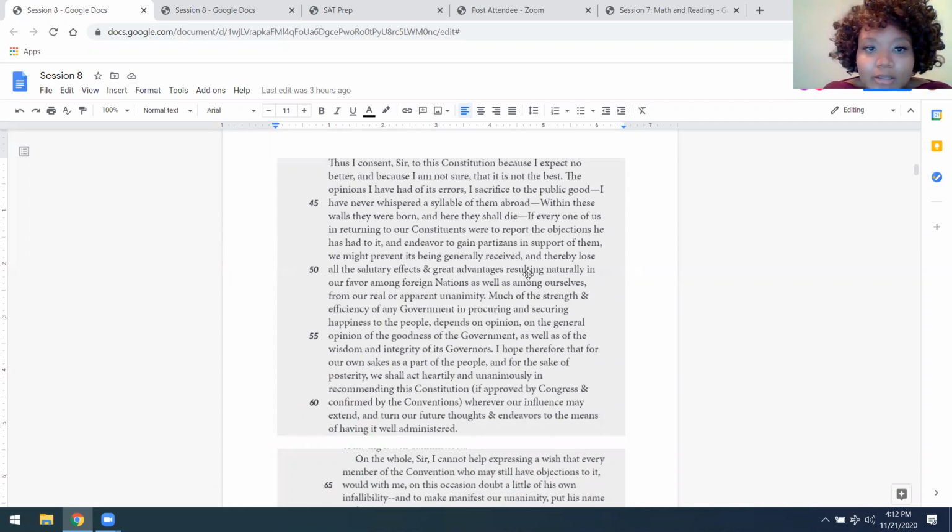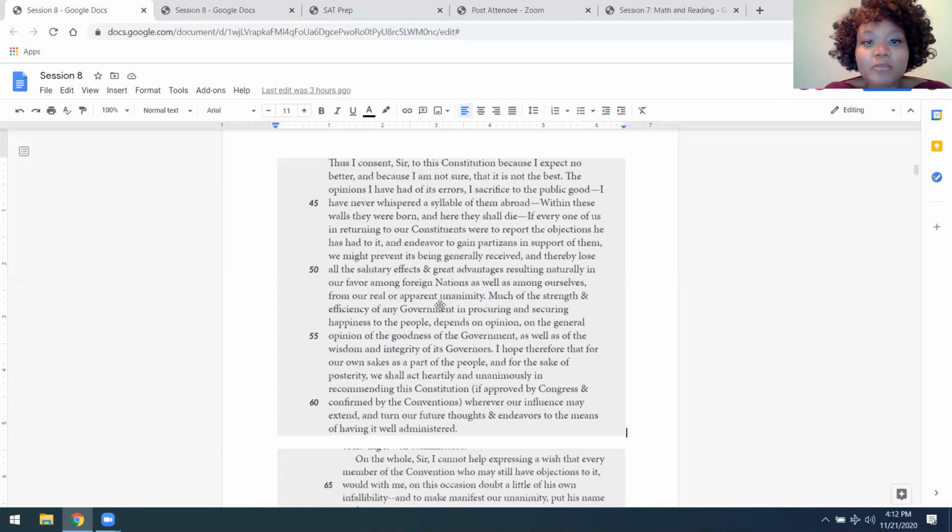So what this is saying is, it says if every one of us in returning to our constituents were to report the objections he has had to it and endeavor to gain partisans in support of them, we might prevent its being generally received and thereby lose all the salutary effects and great advantages resulting naturally in our favor among foreign nationals as well as among ourselves from our real or apparent unanimity. So it's saying we're getting something from our real or apparent unanimity.